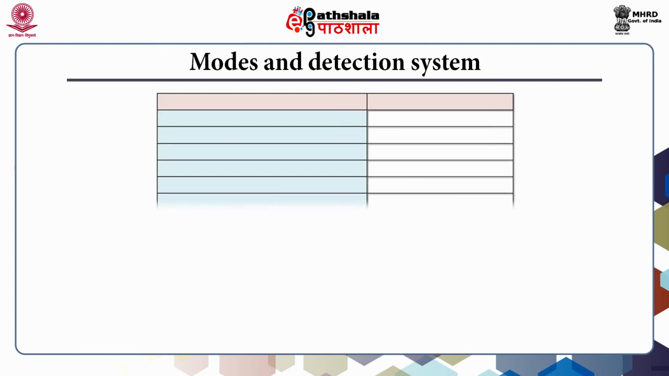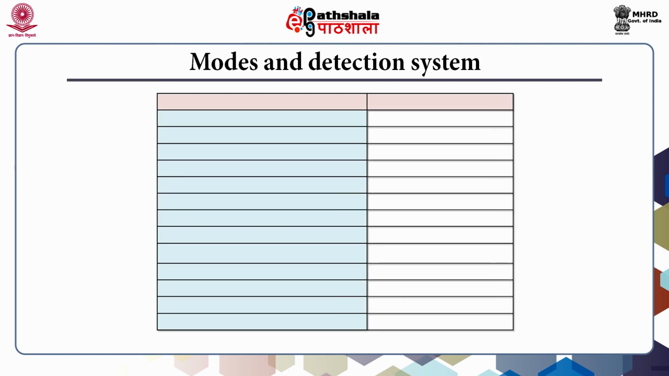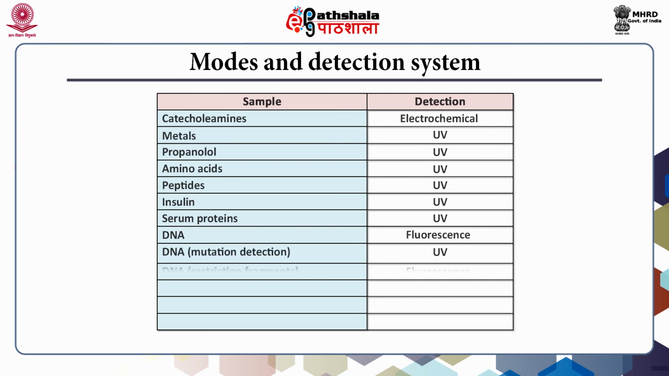Here are a few examples of detection systems used in capillary electrophoresis. The UV detector is most commonly used. A fluorescence detector can be employed for detection of DNA, and this detector possesses high sensitivity.